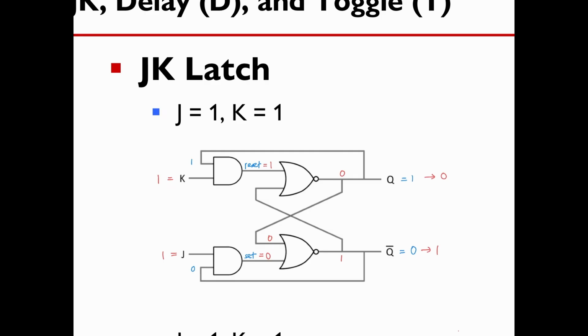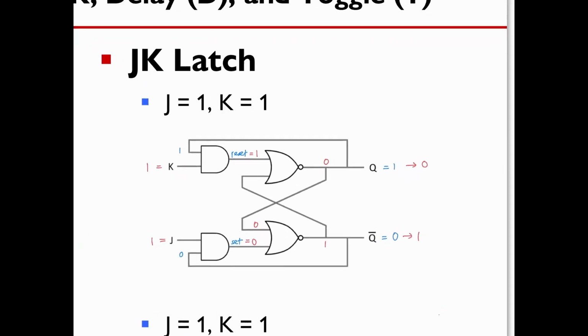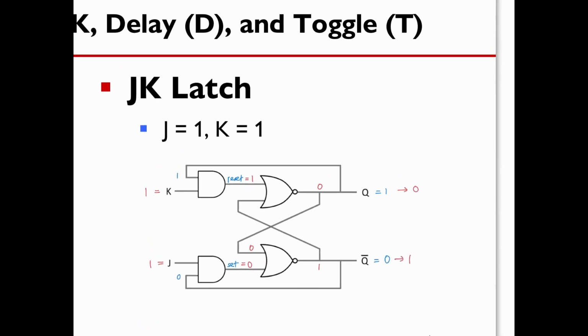What you have done here is that when the Q is a 1, it becomes a 0. When the Q bar is a 0, it becomes a 1. So what we have done here is we have switched the Q and Q bar when J equals 1 and K equals 1. So you did not enter into an invalid state. The output just goes from 1 to 0 and from 0 to 1.